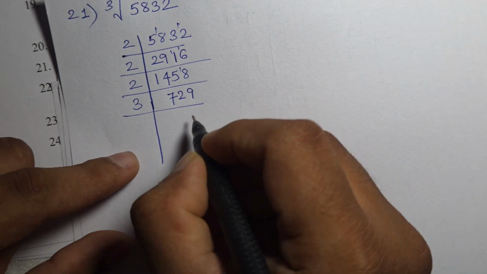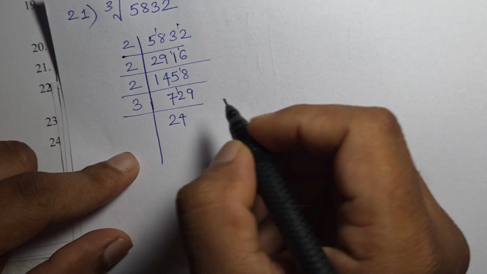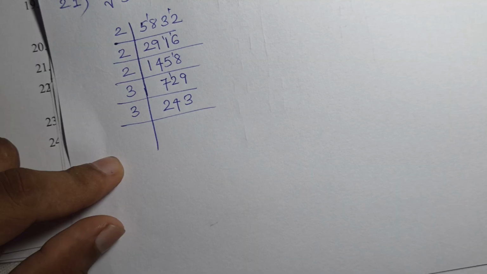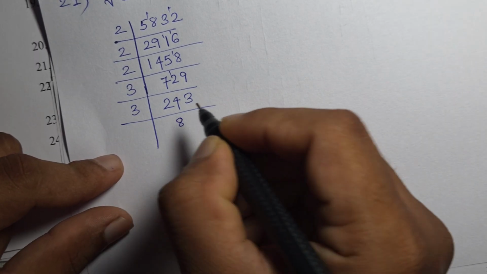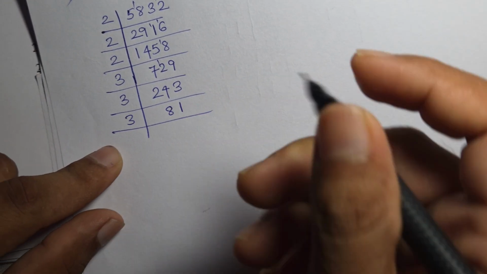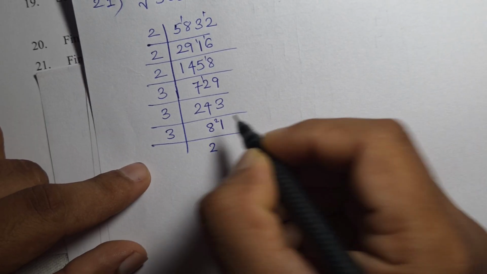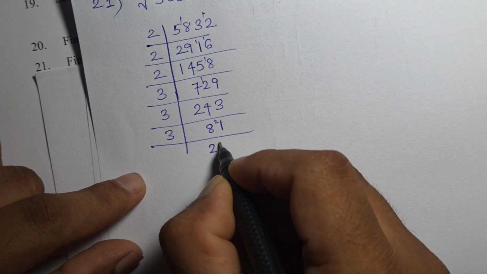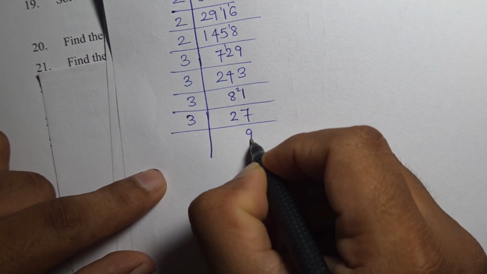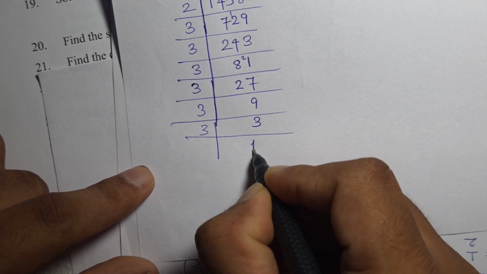So 3 sevens are 21, 3 twos are 6, 3 nines are 27, 243. Now can I take 3? Yes. 3 twos are 6, 3 fours are 12, 3 threes are 9, 81. Again can I take 3? Yes. 3 eights are 24, 3 ones are 3, 27. Again can I take 3? Yes. 3 threes are 9. Again 3, 3, 1.